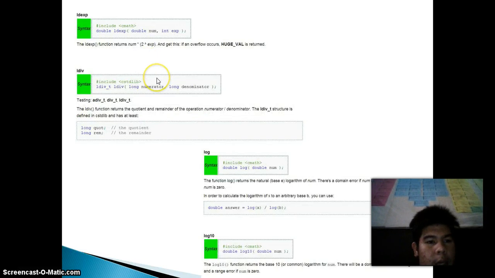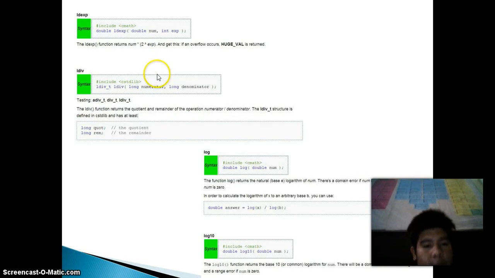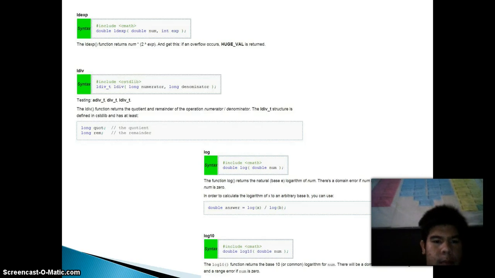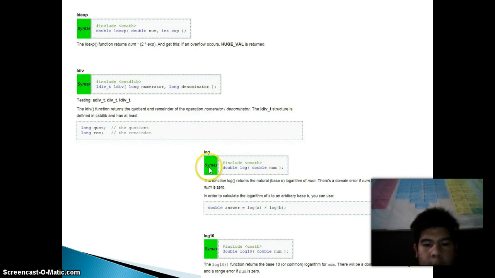And the next one is ldiv. The ldiv function returns the quotient and the remainder of the operation numerator over denominator. The ldiv structure is defined in cstdlib, and looks at least like this. The log function returns the natural logarithm of a number. There's a domain error if the num is negative and a range error if num is 0. In order to calculate the logarithm of x to an arbitrary base b, you can use this one.